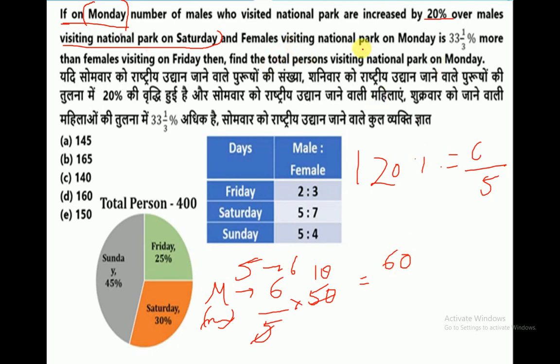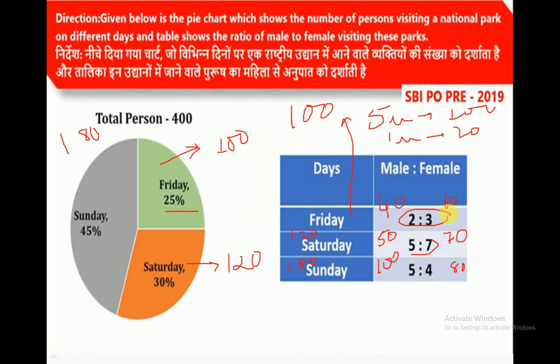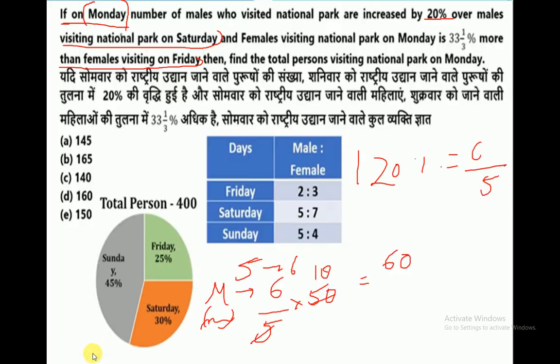And females visiting the national park on Monday is 33 1/3% more than females visiting on Friday. So Friday females, in the previous slide, is 60. So 4 by 3 into 60, cancel it by 20, we get 80. This is females.